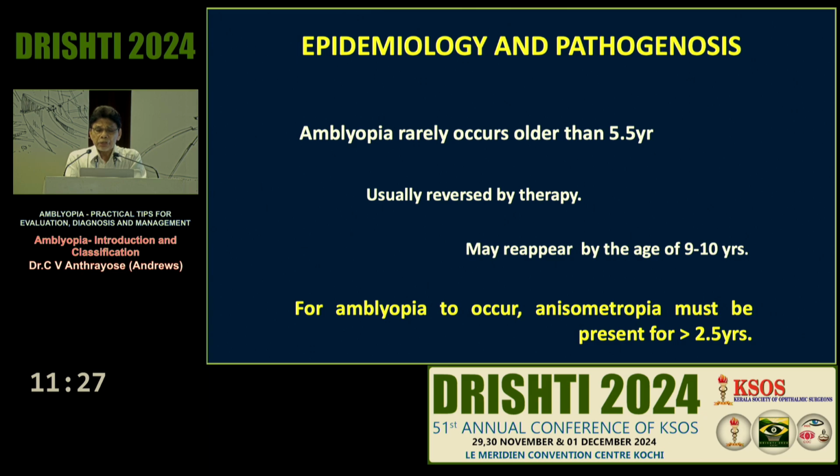So, epidemiology and pathogenesis: amblyopia rarely occurs in children older than 5.5 years and is usually reversed by treatment. It may reappear after the age of 9 to 10 years. That's the problem with amblyopia. For amblyopia to occur, anisometropia must be present for more than 2.5 years.